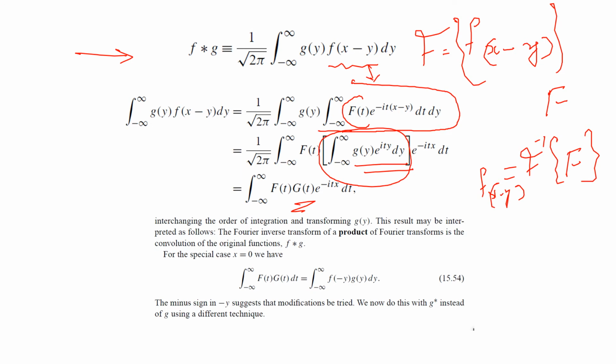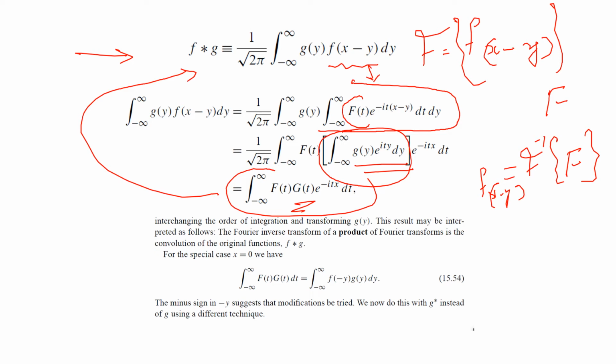What is this? The product of F of t and g of t. F of t and g of t are the Fourier transforms of small f and small g. What is written here is their inverse Fourier transform equation. That gives what? The convolution of f and g.